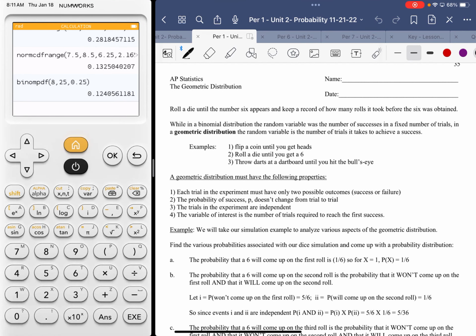All right, so we're going to learn about the geometric distribution. In terms of the conditions, it's really the same as binomial, except instead of a fixed number of trials, you have a variable number of trials.